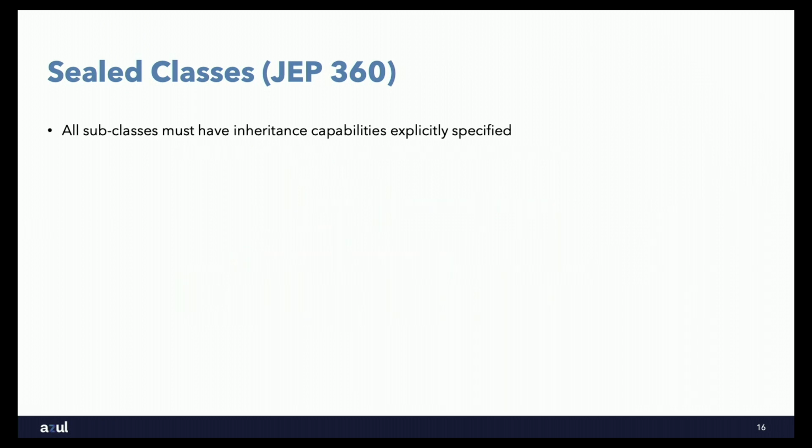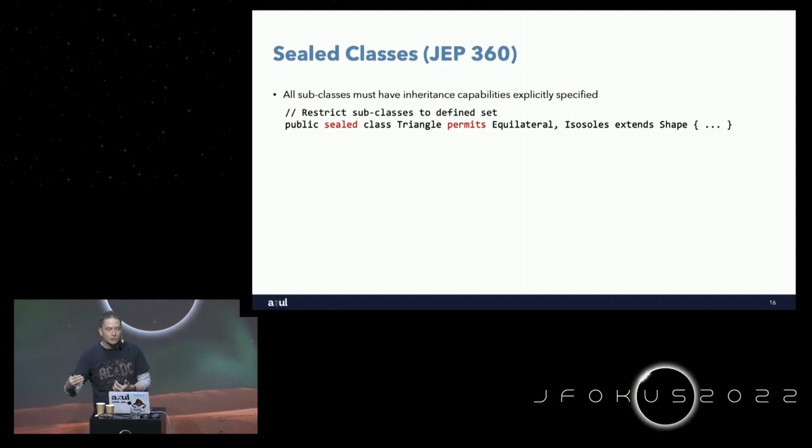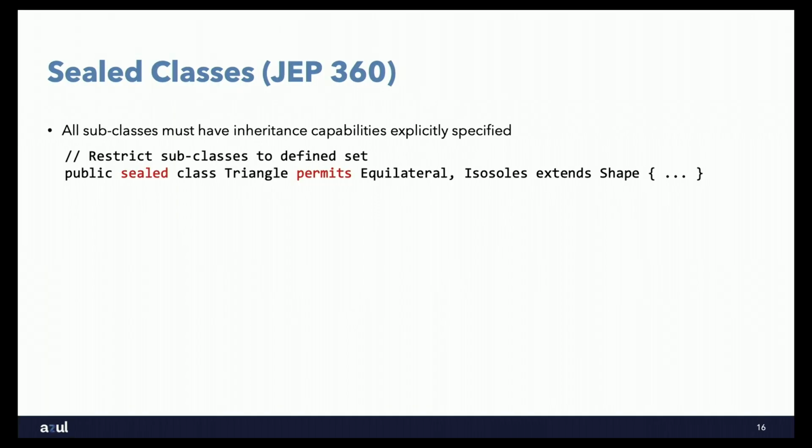The other thing we have to know is that for sealed classes, all of the subclasses of a sealed class must explicitly state their inheritance capabilities. And there are 3 ways of doing that. The first is that we can continue to have a sealed class, and we then specify another permits clause with further subclasses. In our example, we can say sealed class triangle, and it permits equilateral and isosceles as other subclasses.